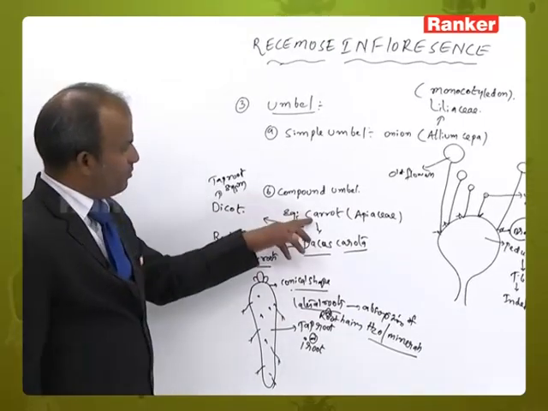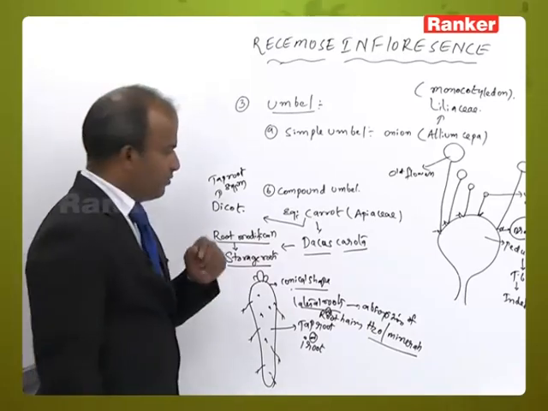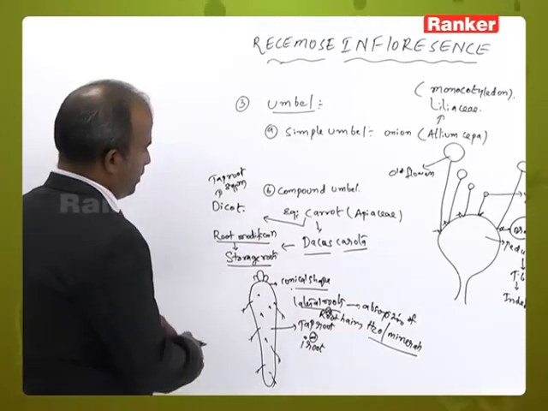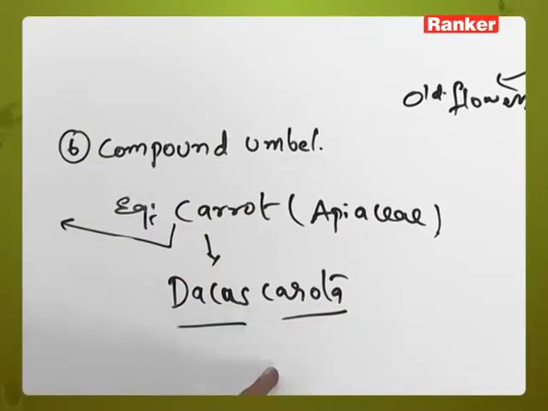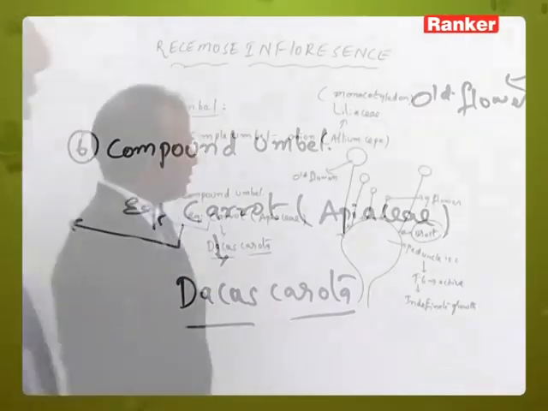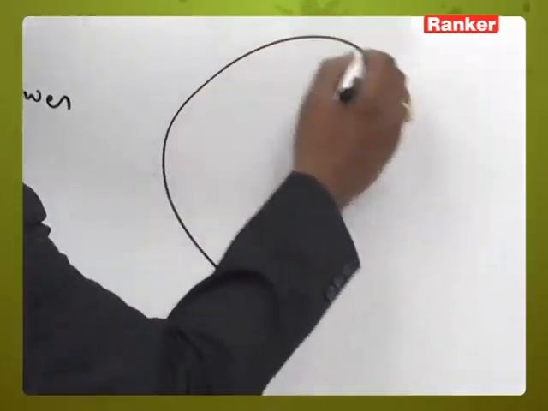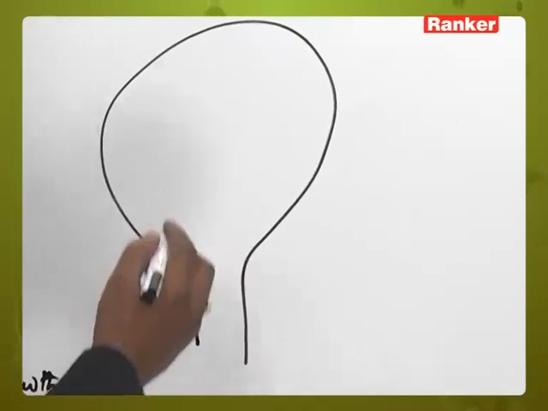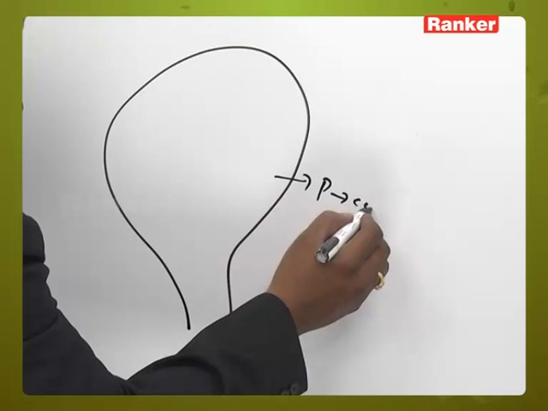And what is the another one? It is also a good example for compound umbel. Now we will discuss this compound umbel. Example carrot, that is Daucus carota. In this compound umbel, the peduncle is condensed. This is the peduncle, and it is condensed.